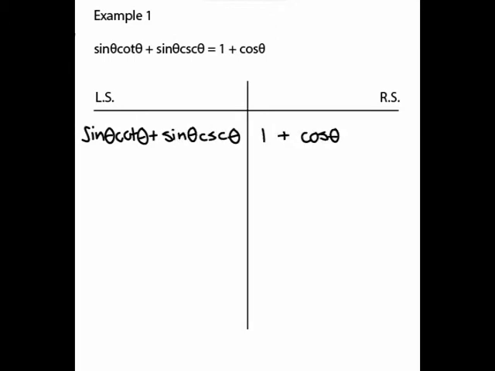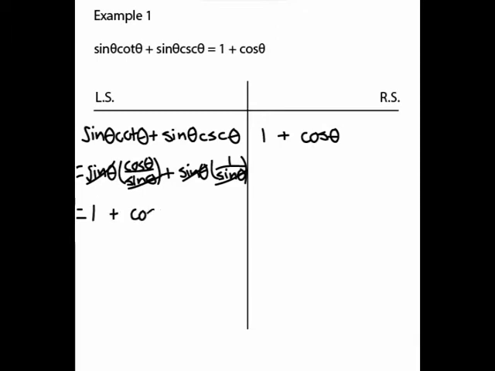Looking at the right side, everything already seems to be in the simplest form, so there isn't really much you can do. On the left side, cotangent theta and cosecant theta are still reciprocals, so you could change them into their sine and cos forms. Therefore, cotangent theta becomes this, and cosecant theta becomes this. Notice that the sine theta cancel out. As you can see, the left side is now equal to the right side. Make sure not to forget your therefore statement.